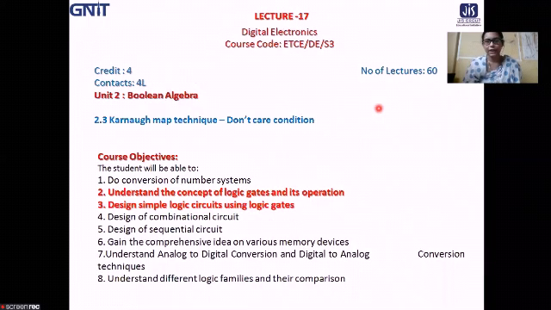So before starting lecture number 17, let us have a quick understanding of the course objectives and also the module that we will be studying today. This subject, digital electronics, is a 4-credit subject. The contexts are 4 lectures. That is, in a week we will be having 4 lectures and the total number of lectures is 60.